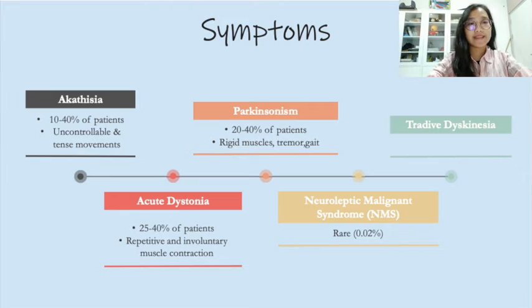The symptoms of EPS can be categorized into early and delayed symptoms. The first symptom is akathisia. It occurs in 1 to 40% of patients and causes them to be restless and tense, and to do uncontrollable movements such as fidgeting or being tense while standing still. The second symptom is acute dystonia, affecting 25 to 40% of patients and causing muscle stiffening and repetitive involuntary muscle contractions, such as spasm, blinking, and tongue protrusion, which lead to abnormal posture. The third is Parkinsonism. It occurs in 20 to 40% of patients. This symptom resembles Parkinson's disease, with rigid muscles and a shuffling gait.